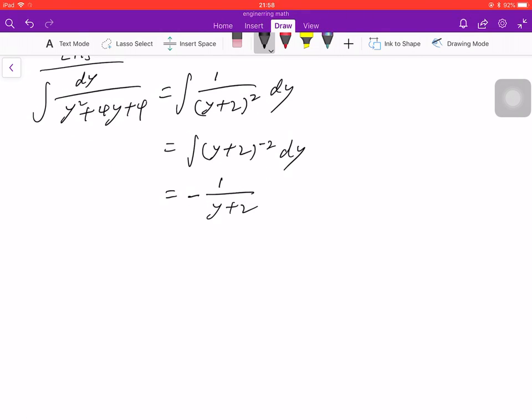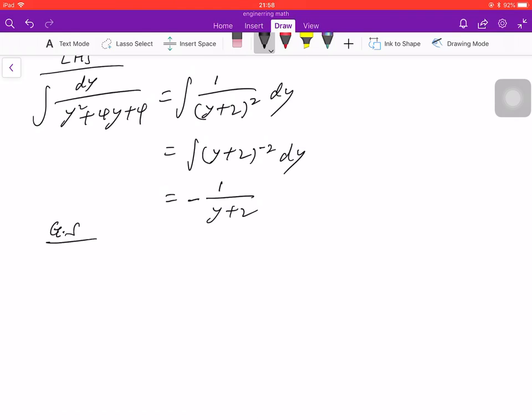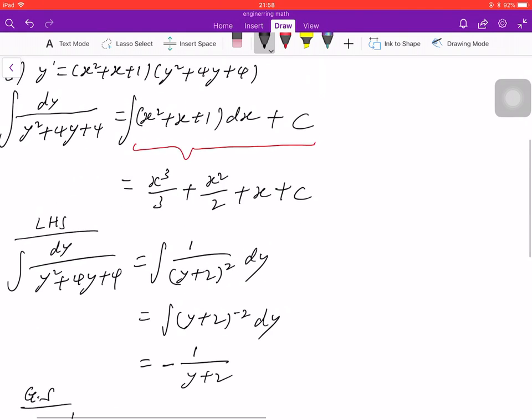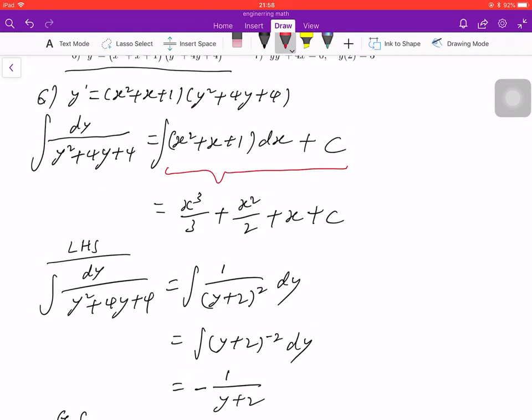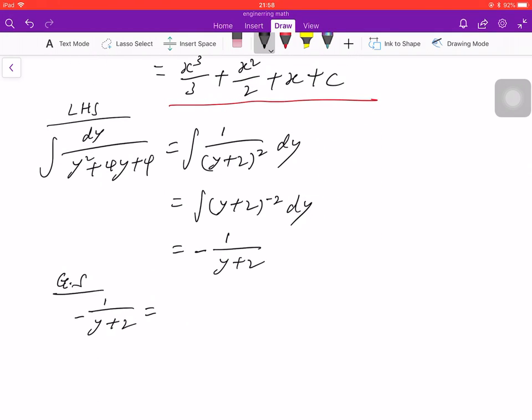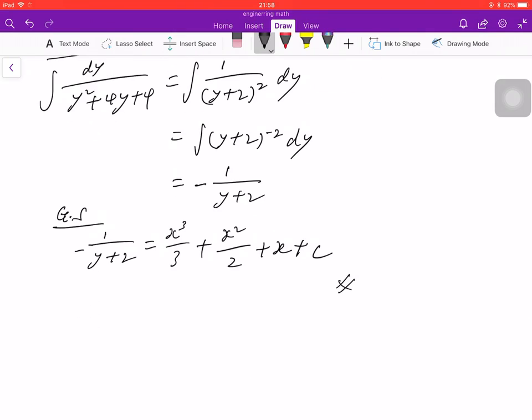Now the general solution of this is left hand side equal to right hand side. So we write down the left hand side result. We have minus 1 over y plus 2, and this must be equal to the right hand side of the equation. So the right hand side of the equation is this, right? We have x cubed divided by 3 plus x squared divided by 2 plus x plus c. So this is our general solution.